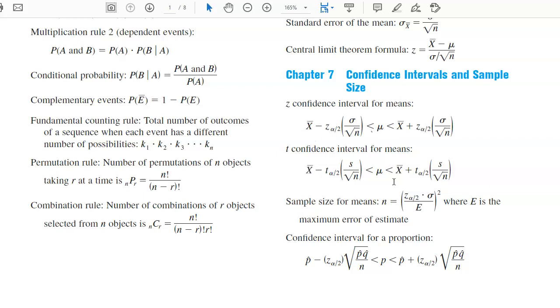And the next is a t confidence interval. So if you're looking for differences here, the z confidence interval, of course, uses the z alpha over 2 values. The t confidence interval, of course, uses the t alpha over 2 values. So you're using different tables to get that information. But the other difference is, for the z confidence interval, we use sigma, the population standard deviation. For the t confidence interval, we use s, the sample standard deviation.